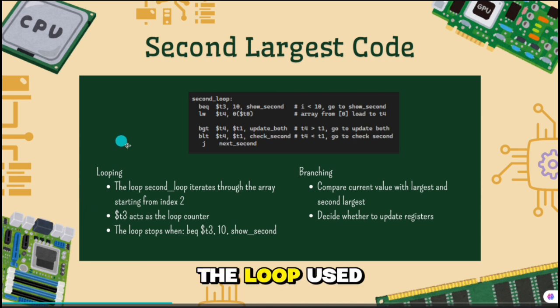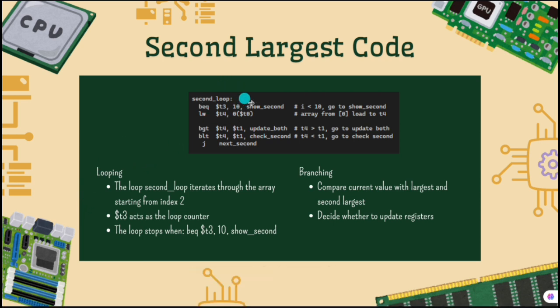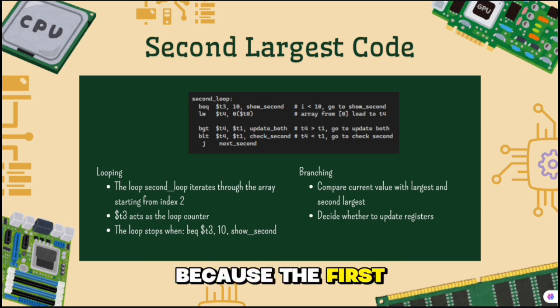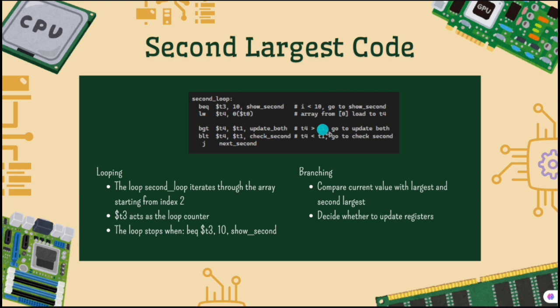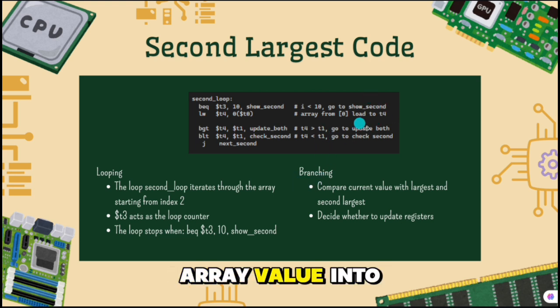The loop used here is called second loop. This loop is responsible for going through the array one value at a time, starting from index 2 because the first two elements are used to set the largest and the second largest. The register T3 acts as the loop counter. During each loop cycle, the instruction LW, which means load word, T4, 0, and the current T0, loads the current array value into T4.